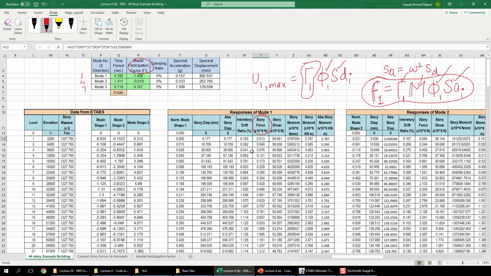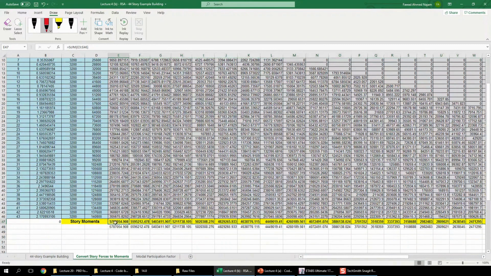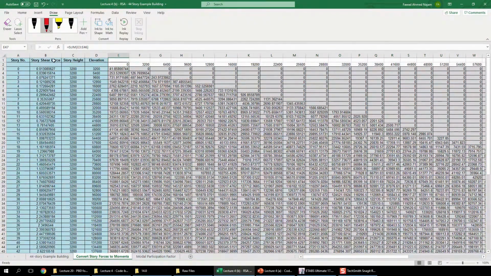You can convert these story forces into story moments also. Since you have the story forces vector already, you can take the moments of all these forces at each story level, and you can plot the story moment profile also. So I have created a separate sheet to convert these story forces into story moments. This is that sheet, and it simply sums the moments of each force for each story to give you the final story moments if you provide it with the story forces.